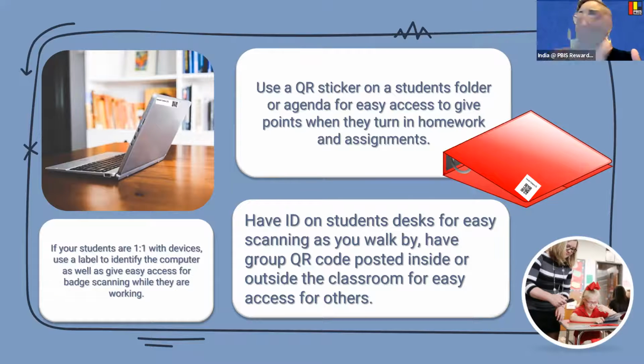What we see a lot of schools doing, if you're one-on-one devices in a brick and mortar setting, print off that information on a sticker and just stick it on the device. That way, while you're walking around and the students are doing what they should be, following expectations, just take your mobile device and boom, you get a point for that. Boom, you're following expectations. Boom. And you can just scan them right there off of their device.